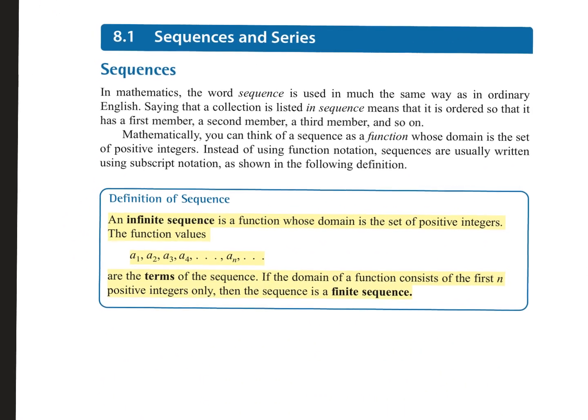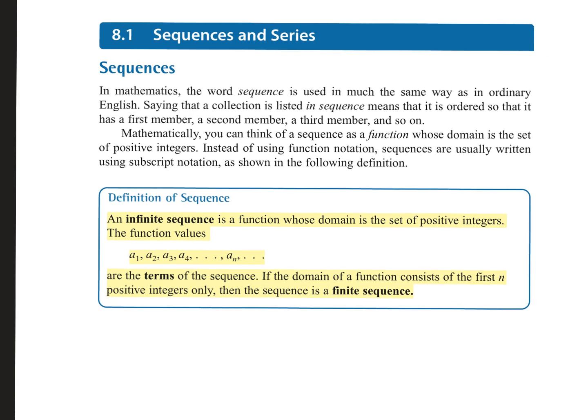A sequence in math, just like in English, a sequence is an order. It says it right here. A sequence means that something is ordered so that there's a first member, a second member, a third member, and so on. Right? There's a structure. You can think of a sequence as a function, right?